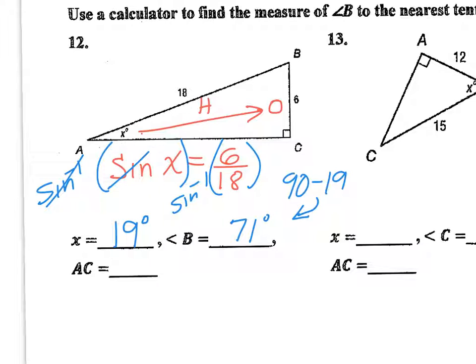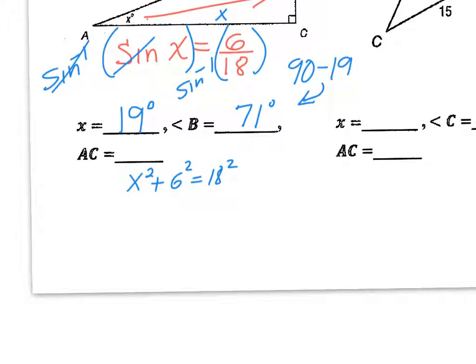And then for AC, well, AC is the missing side. This is AC. I can just do the Pythagorean: x squared plus 6 squared equals 18 squared, which is the same thing as x equals the square root of 18 squared minus 6 squared, because the 6 moves to the other side, and then you get the square root of this. So when you do that, what did you get for AC? 16 point what? 16.97 is right. Yes, okay.